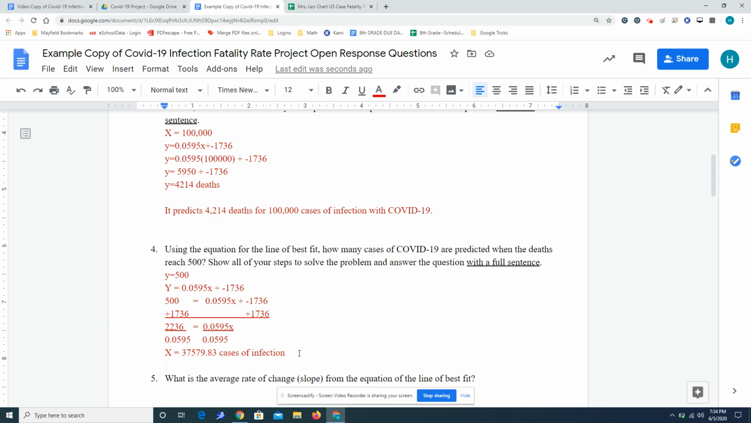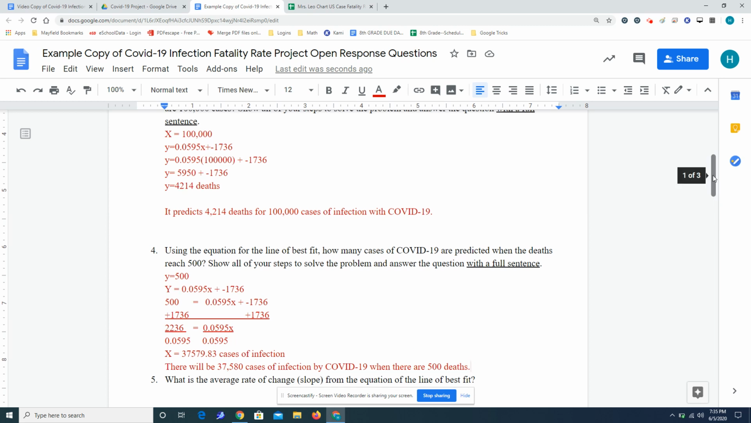Okay, so there will be 37,580 cases of infection. Sorry, I can't seem to type. Cases of infection by COVID-19 when there are 500 deaths. So don't forget your full sentence, okay? You'll get a point for writing that sentence out and 2 points for your work.